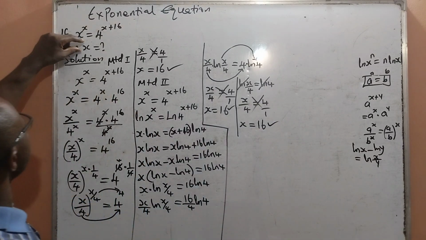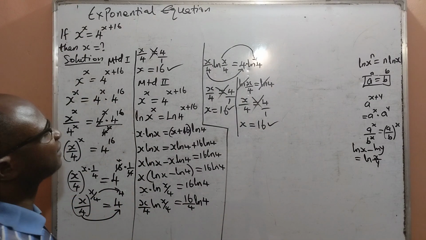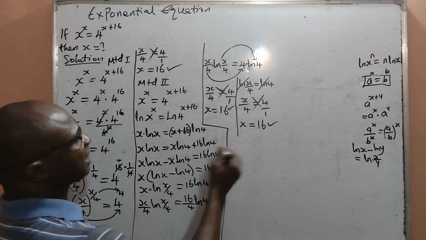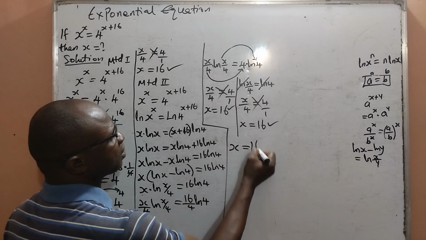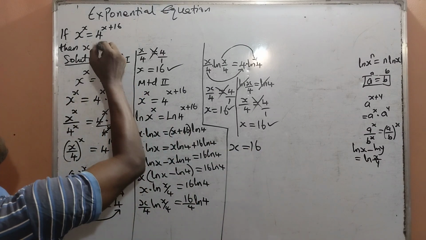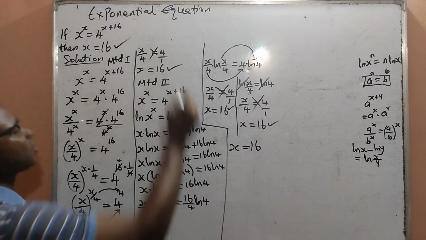Conclusion. So, we have actually tested and found out that the value of x using the two different methods is equal to 16. So we can write here that the value of x is equal to 16.